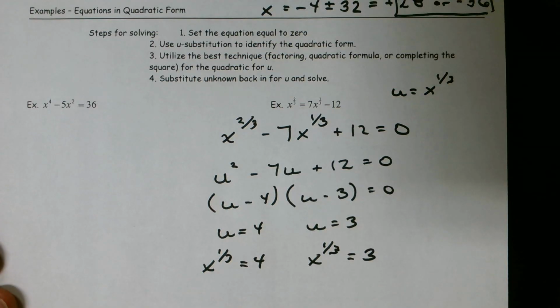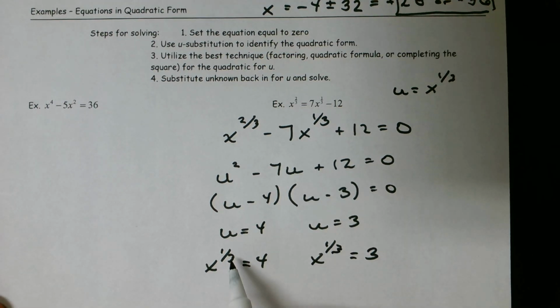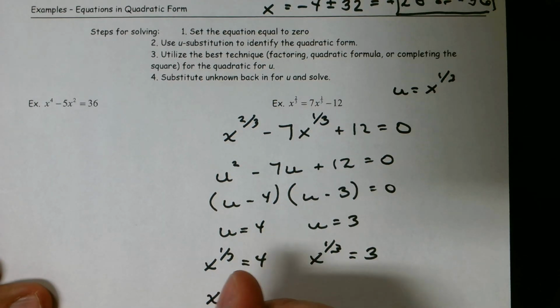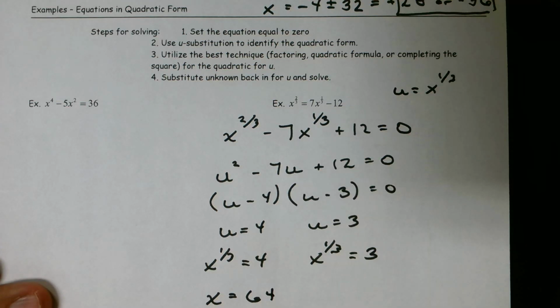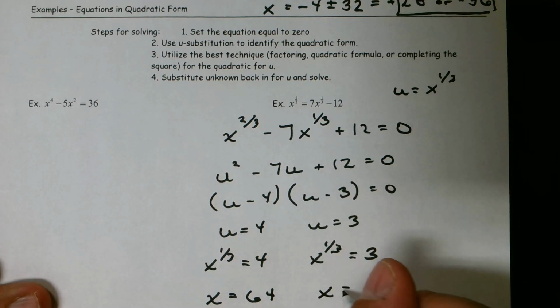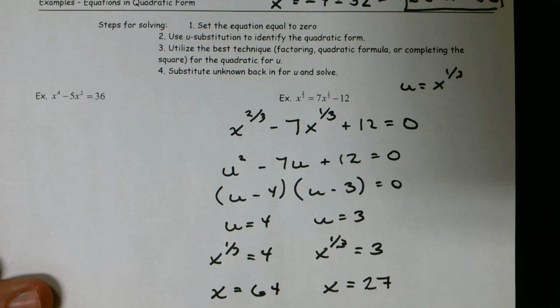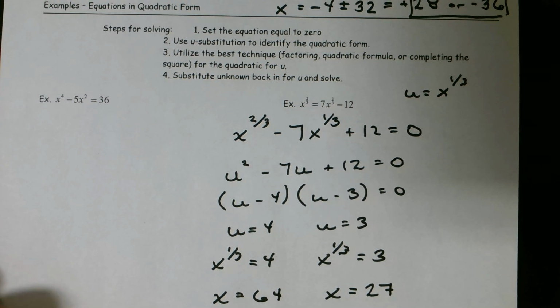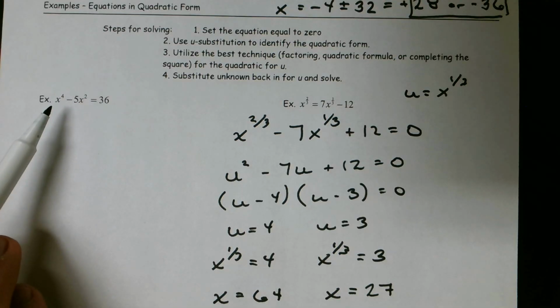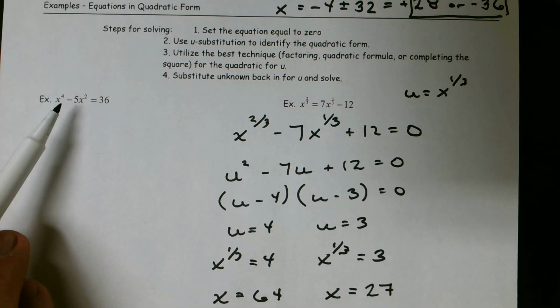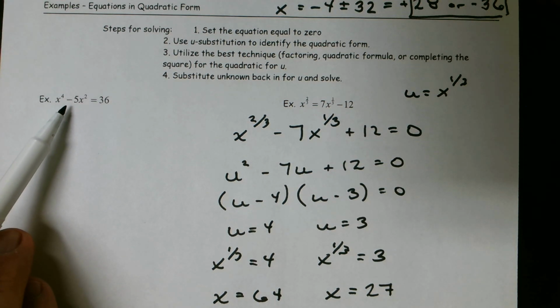Now recall from earlier that to solve x to the 1/3 equal to a number, to get rid of the 1/3 we have to cube it. So we cube 4, we get x equals 64, and if we cube 3, we get x equals 27. There are your final two answers. Now go ahead and solve this one. Maybe you need u substitution, maybe you don't. Just be wary that a difference of squares factors into binomial conjugates. Okay, pause your video and give it a shot.